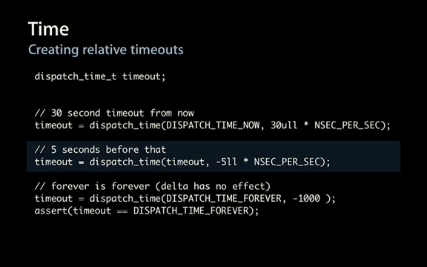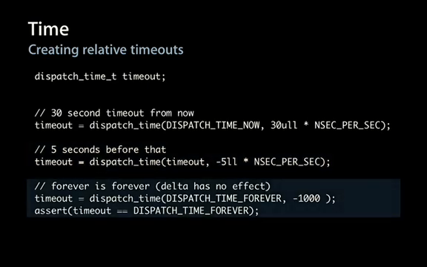You can also use a previous time value as the base for a new time value. So we can take that 30-second timeout that we just calculated, and say we want this to time out 5 seconds before that. So we have a negative 5-second offset from that original base time. One thing I'd like to point out is that the forever time really means forever. It doesn't matter how much you add or subtract from forever, it's still going to be forever. It's saturated at that value.